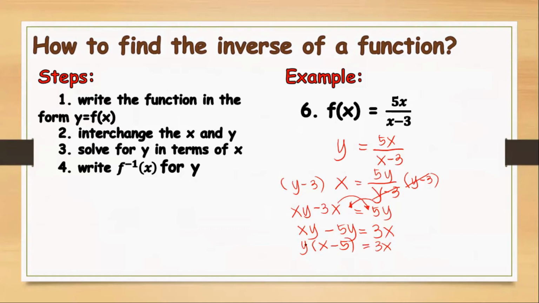Notice that we have our factor y. So y times x, that becomes xy. And y times negative 5, that becomes negative 5y. So xy minus 5y. So it's still correct.